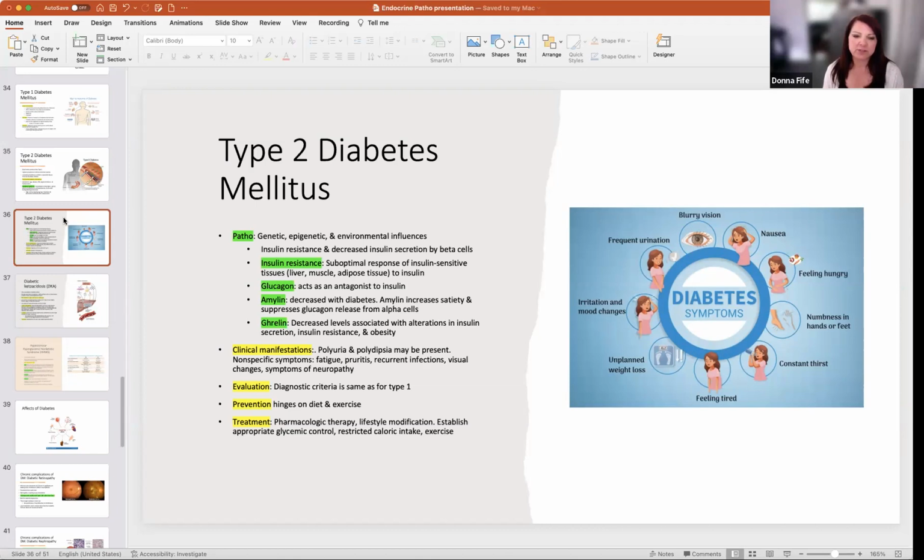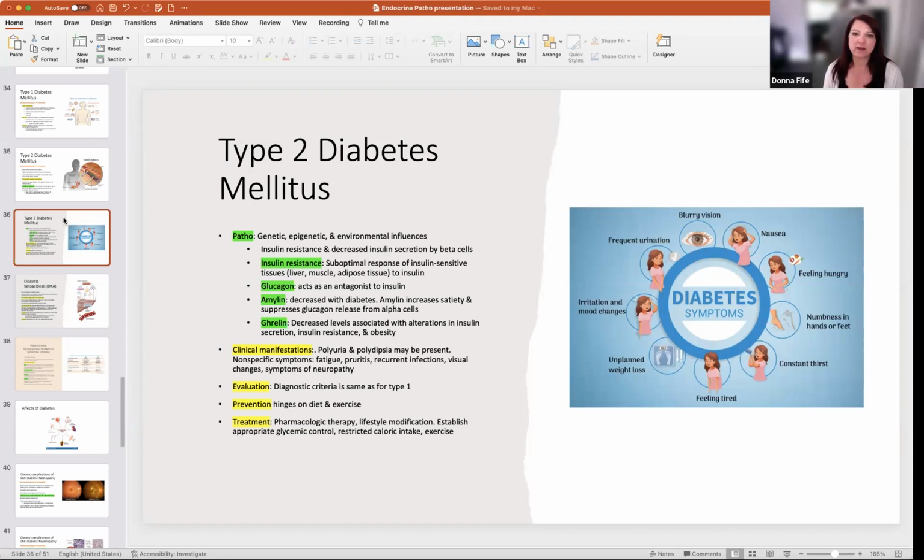Clinical manifestations: polyuria and polydipsia may be present. Other nonspecific symptoms the patient may complain of include fatigue, pruritus or itching, recurrent infections, visual changes, and symptoms of neuropathy. Evaluation: the diagnostic criteria are the same as for type 1.